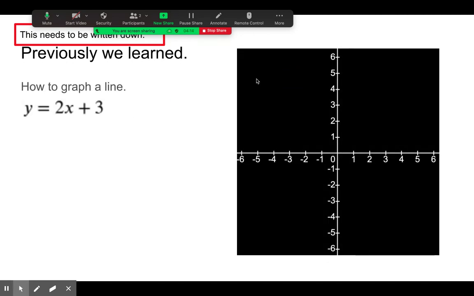We also previously learned how to graph a line. This needs to be written down as well. As you can see, we have the equation y equals 2x plus 3, where 2 is our slope. So our slope is 2, and 2 divided by 1 is 2. Change in y over change in x, or, if you'd rather, rise over run. We also remember that our y-intercept is 3.